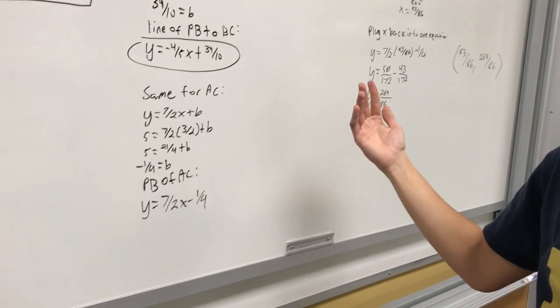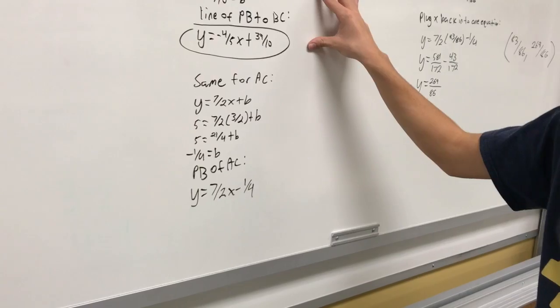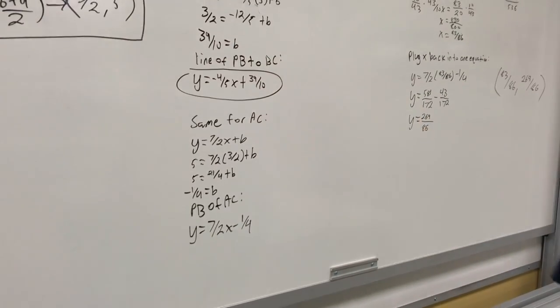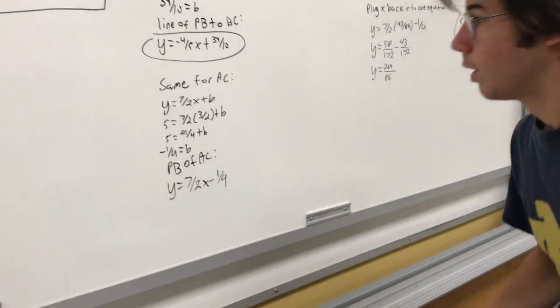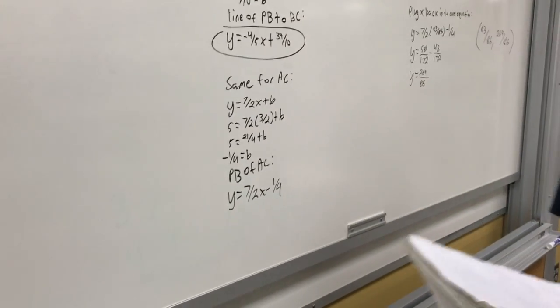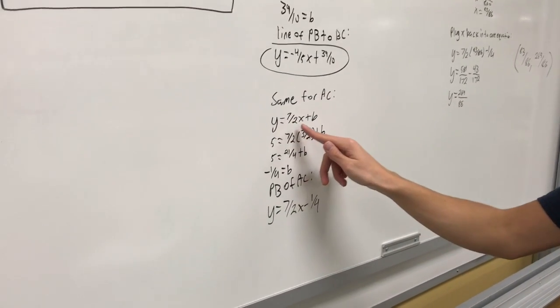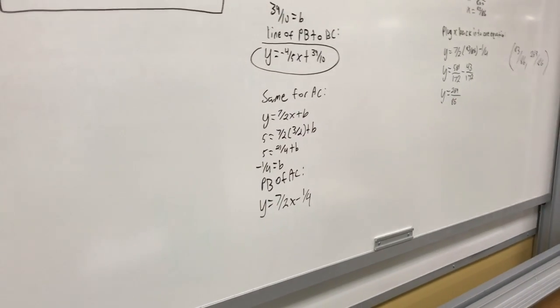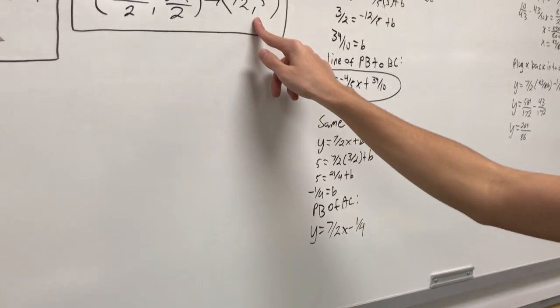We can go deep into the math with that, but this is just the good concept of adding that. It's just systems of equality. And then we're going to do the same thing for AC as well. We're going to start with y is equal to 7 over 2x plus b. Plug in the midpoint this time for AC.